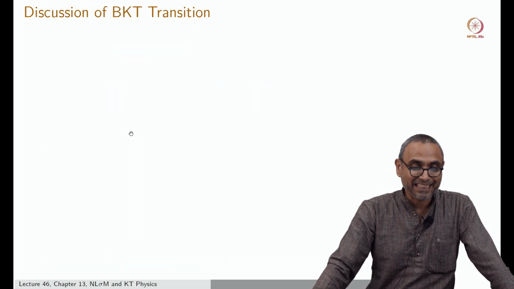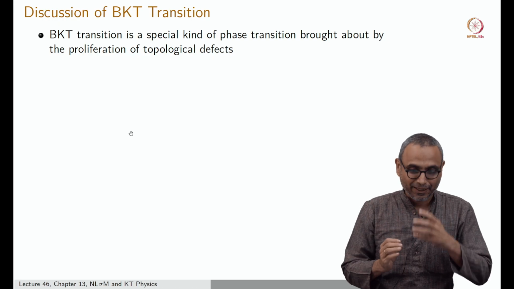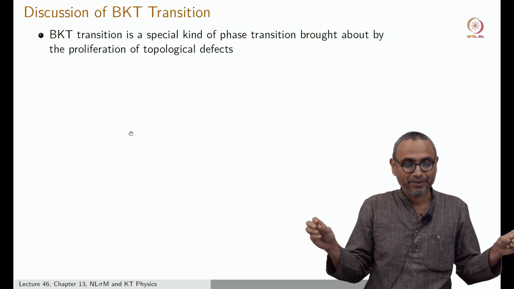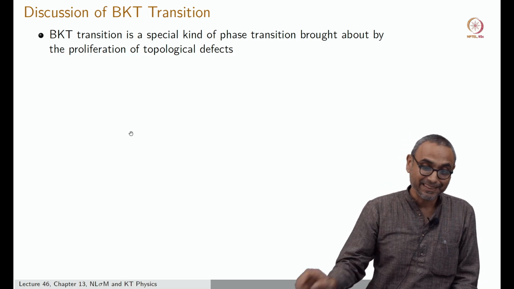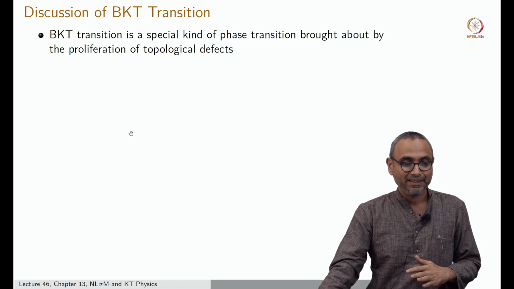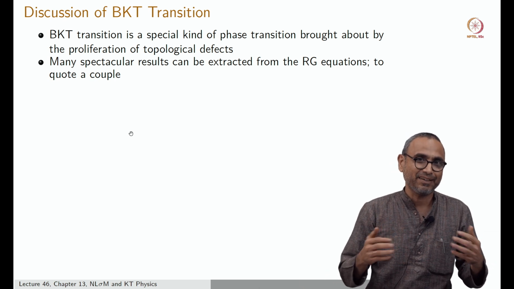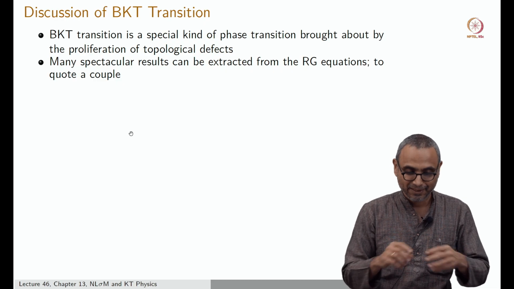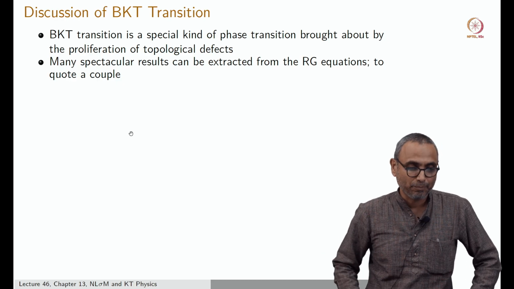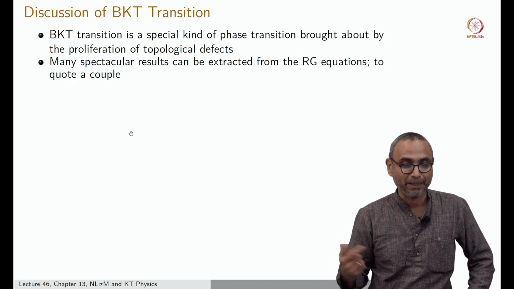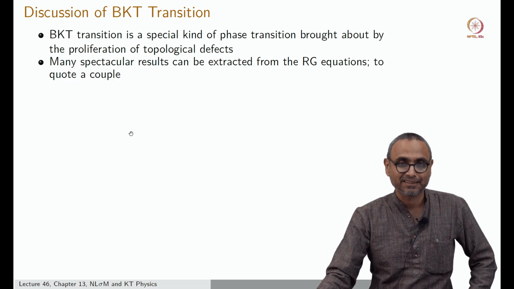Okay, let's discuss a few things about the BKT transition. So the BKT transition is a very special kind of transition in the sense that it is brought about by the proliferation of topological defects. So we have this transition point which has some very interesting properties. In a short period of time, we will not be able to discuss how we come to the results. You have to take the RG equations and analyze them. And I would refer you to the original paper by Kosterlitz and Thouless, as well as a paper by Kosterlitz and Nelson to get to some of these results.